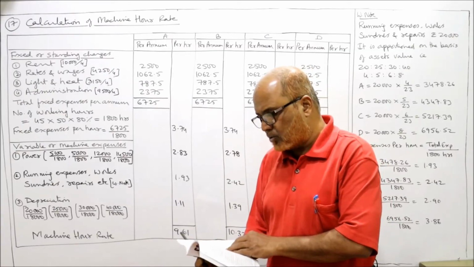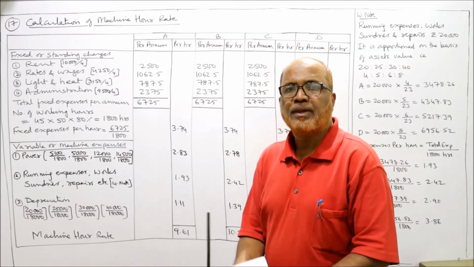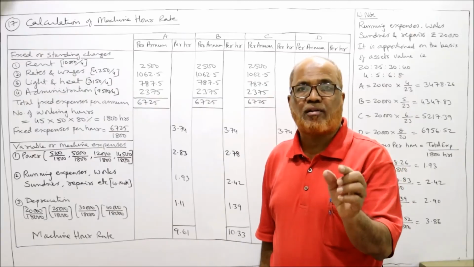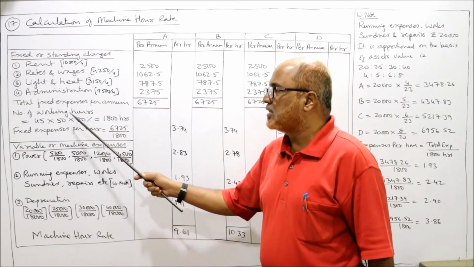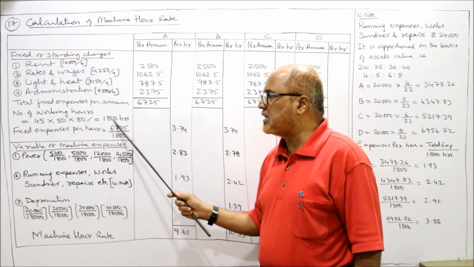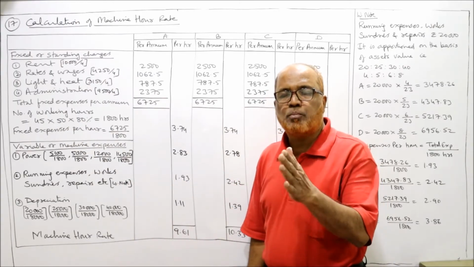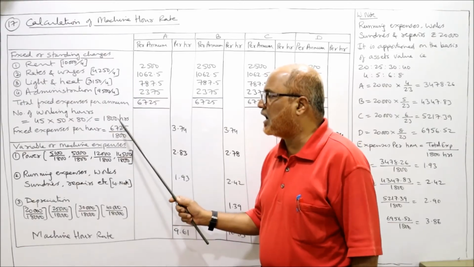The utilization given in the problem is 80%. That means the remaining 20% is idle time. So we will take 80%: 45 into 50 into 80% gives 1800 hours. So each machine works for 1800 hours.